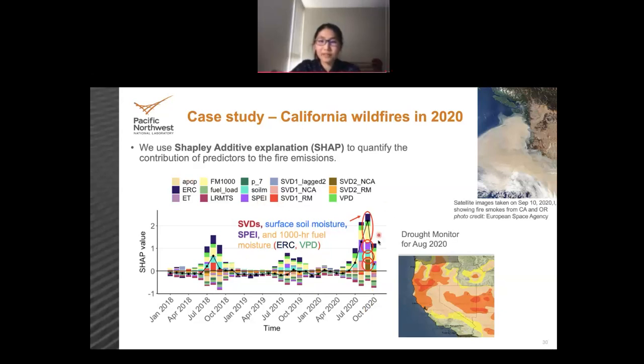So basically, this event is a kind of compound effect from all the drivers, including drought, large-scale circulation pattern, and the dryness. So that's why the fires in 2020 are so big, because it is a combination of all the effects.